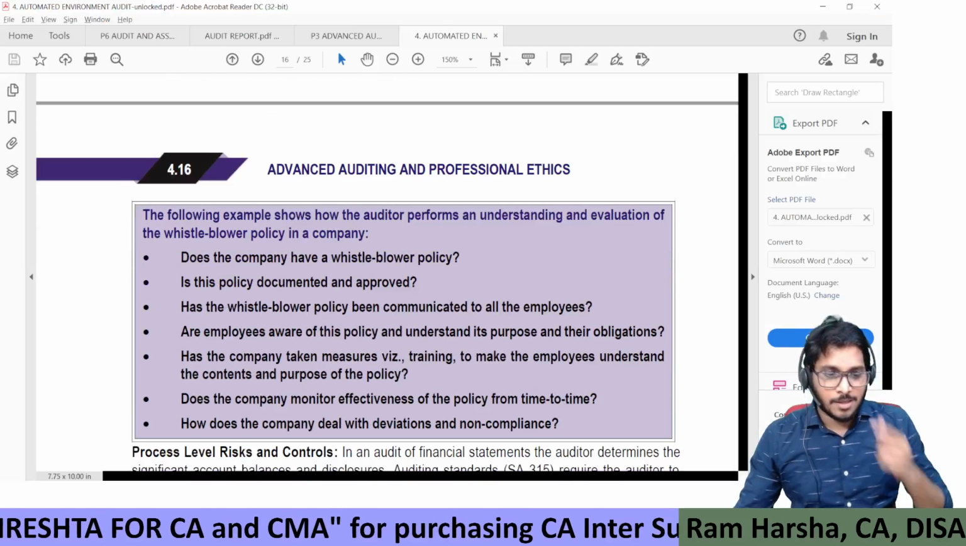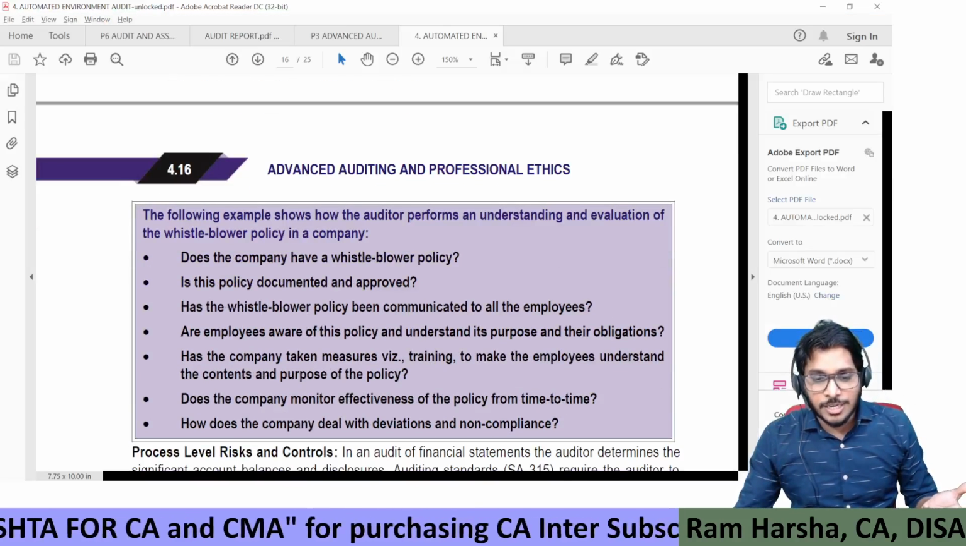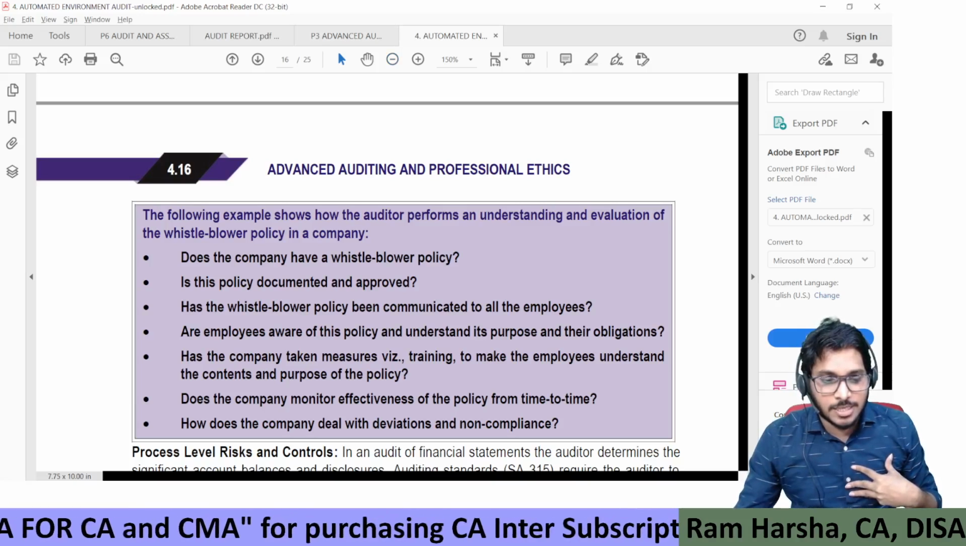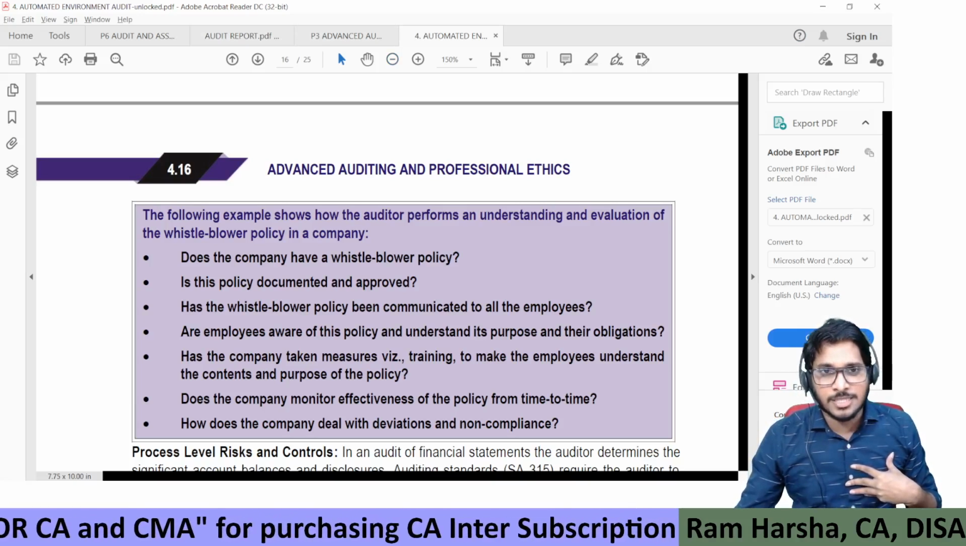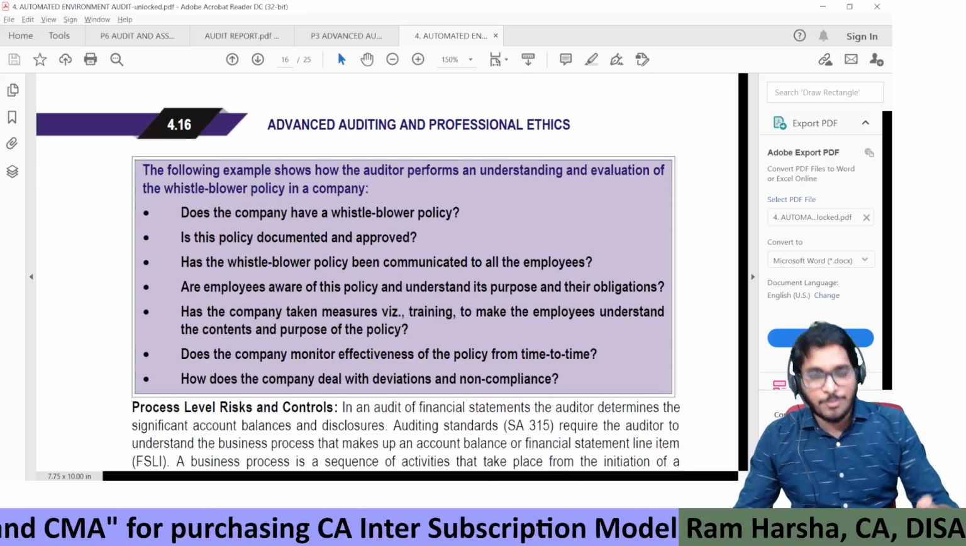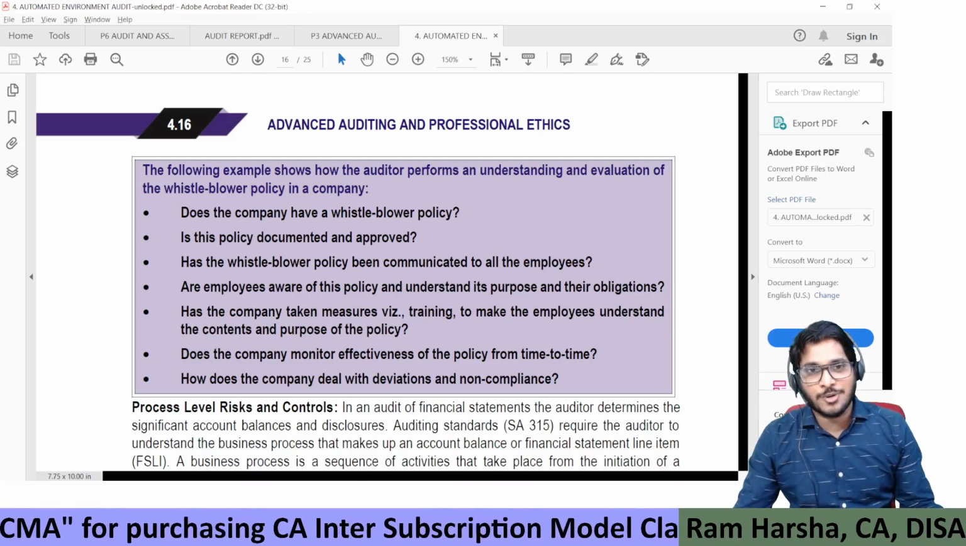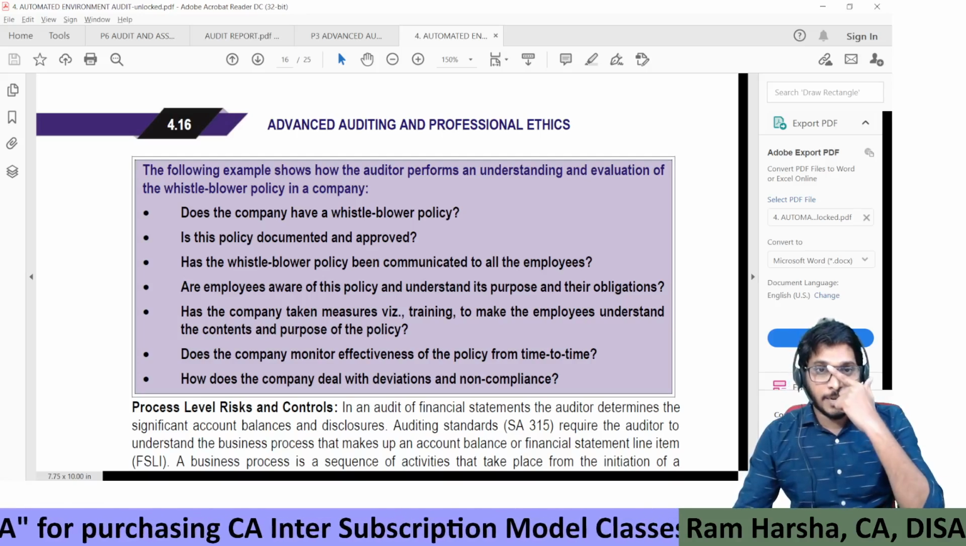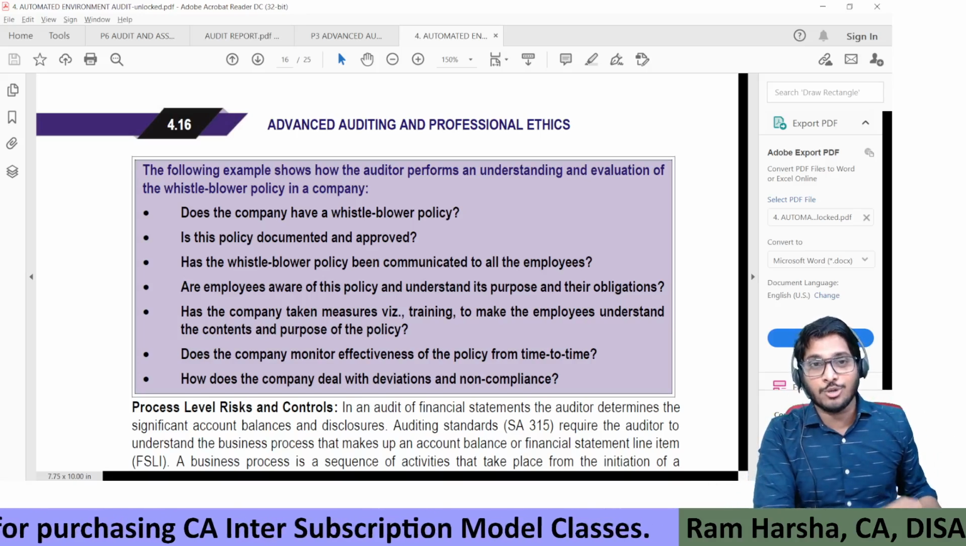You see here: the following example shows how the auditor performs an understanding and evaluation of the whistleblower policy. This is a straight question. So the bullet points which are mentioned here, that is what you just have to write. It's a straight question from the study material and it is there in my material also, Part 2 of my main material.